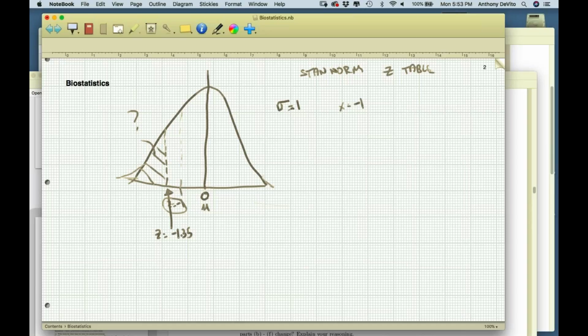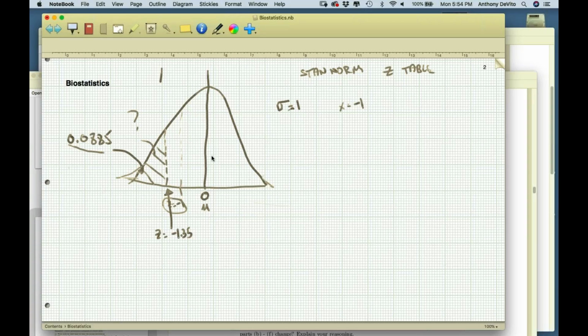This area represents 0.0885. Well, this number is a proportion. If I look at this entire area, this entire distribution as a probability of one, all the possible outcomes, this represents 0.0885 parts of that, or 8.85% of that. So I could look at it that way, or I could look at it as a percentage.